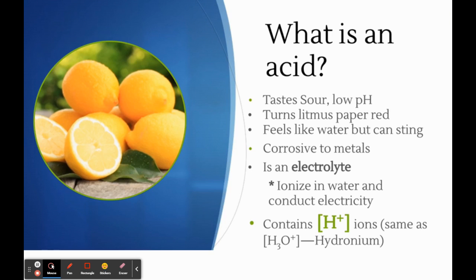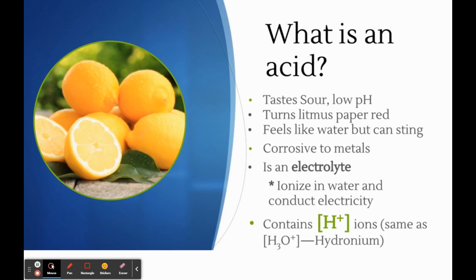An acid will taste sour and have a low pH. It will turn litmus paper red. It will feel like water, but it can sting if it's very concentrated or cause severe damage if it's very concentrated. It is corrosive to metals, as you've seen in the PopCan video. It is an electrolyte, which means that it will ionize in water, break apart into the positive and negative ions, and because of that, it will conduct electricity.